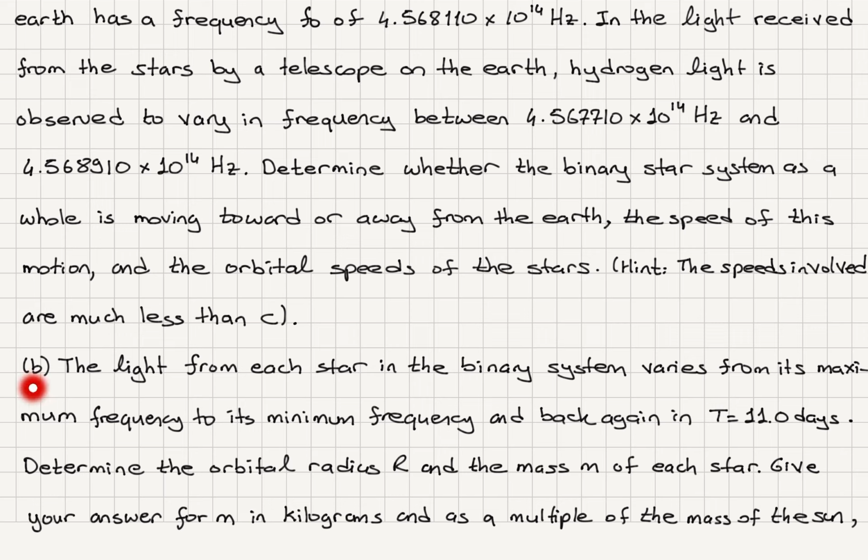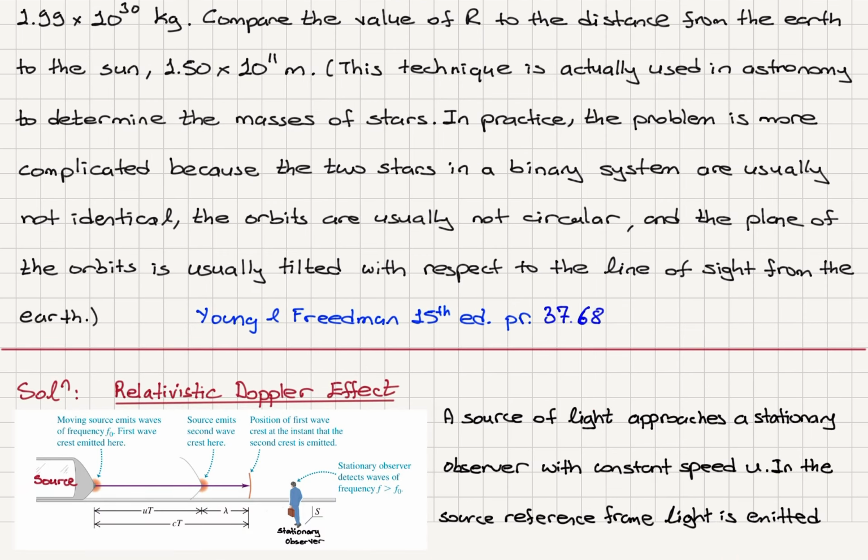In part B, the light from each star in the binary system varies from its maximum frequency to its minimum frequency and back again in a period of 11 days. Determine the orbital radius capital R and the mass m of each star. Give your answer for m in kilograms as a multiple of the mass of the Sun, 1.99 times 10 to 30 kilograms. Compare the value of capital R to the distance from the Earth to the Sun, 1.5 times 10 to 11 meters. This technique is actually used in astronomy to determine the masses of stars.